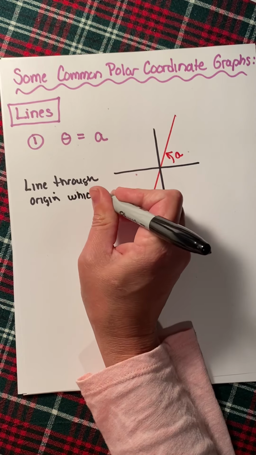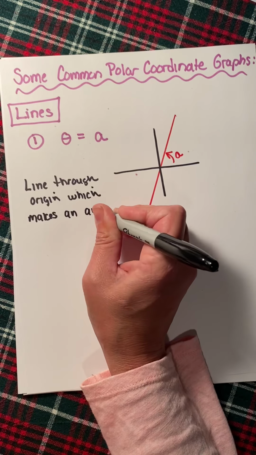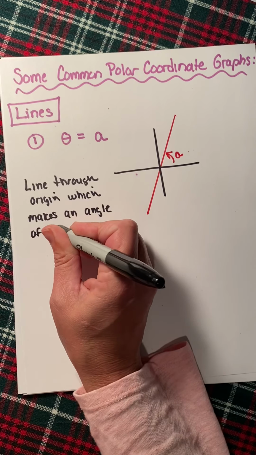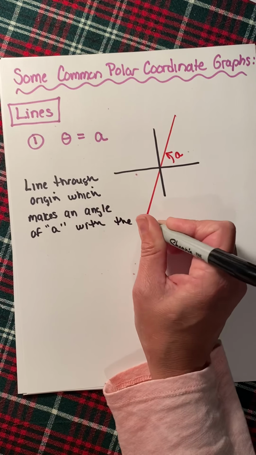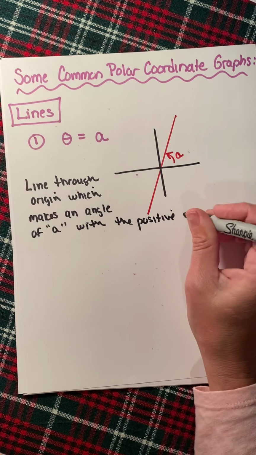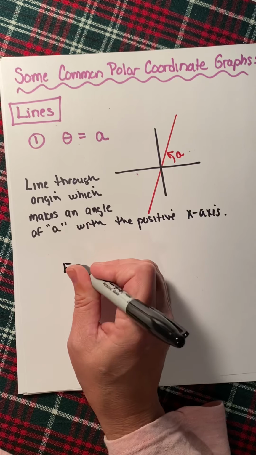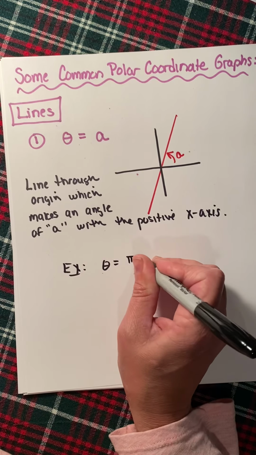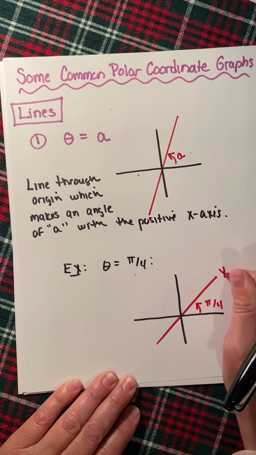A line through the origin which makes an angle of A with the positive x-axis. And we saw earlier, theta equals pi over 4. Right, so theta equals pi over 4 would make a 45 degree angle, and this is the line y equals x.